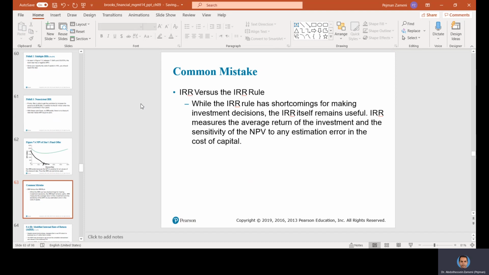Okay, common mistakes. IRR versus the IRR rule. While the IRR rule has shortcomings for making investment decisions, the IRR itself remains useful. IRR measures the average return of the investment and the sensitivity of the NPV to any estimation error in the cost of capital.